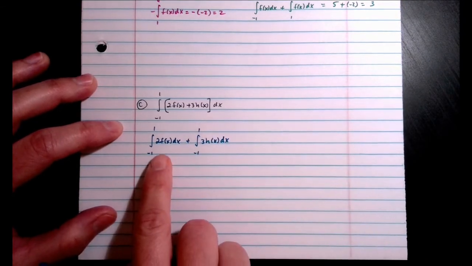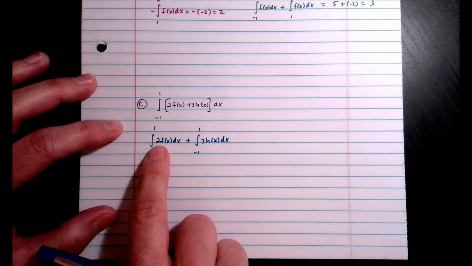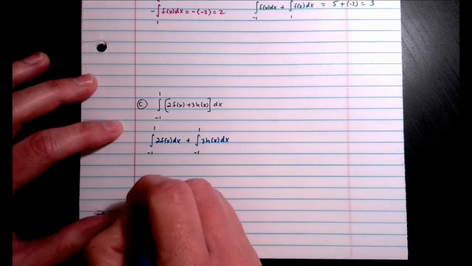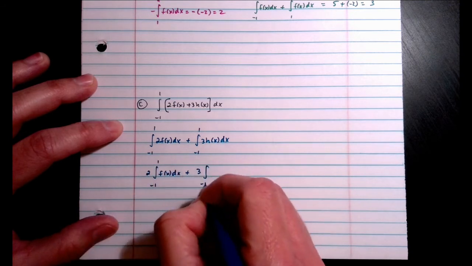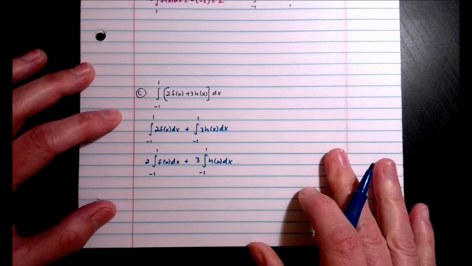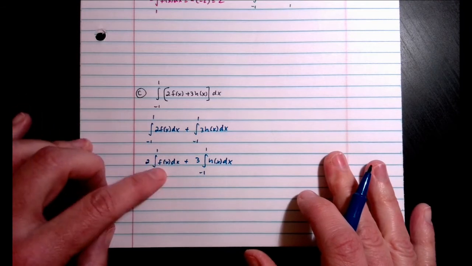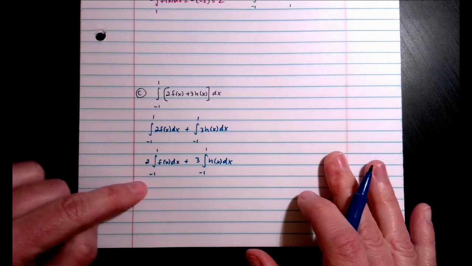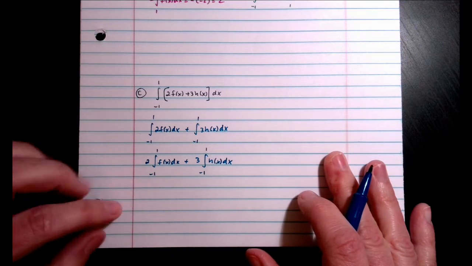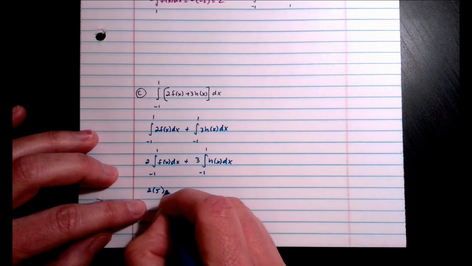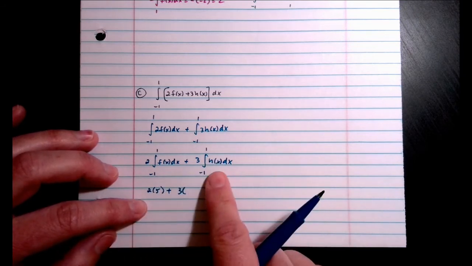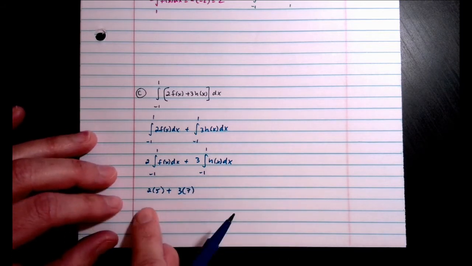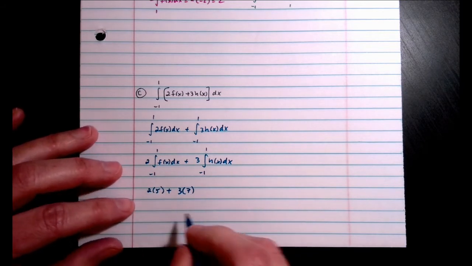Next, I want to use that constant multiple rule. So in the first one I have a 2, I'm going to move it out front of the integral, and in the second one I have a 3 to move out. Now I'm ready to actually use my values. So I have negative 1 to 1 of f of x dx, and if I look at my list of values at the top of my paper, I can see that is going to be positive 5. And then I have negative 1 to 1 of h of x dx, which tells me it is 7 up top. Now I just do simple operations.